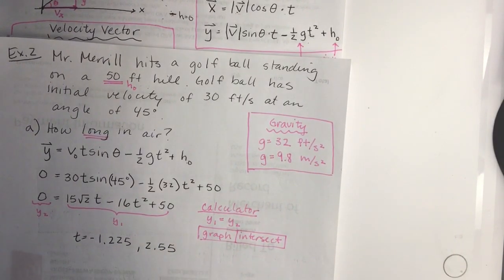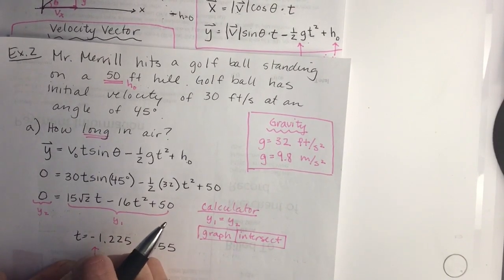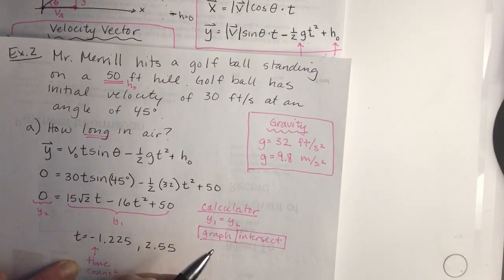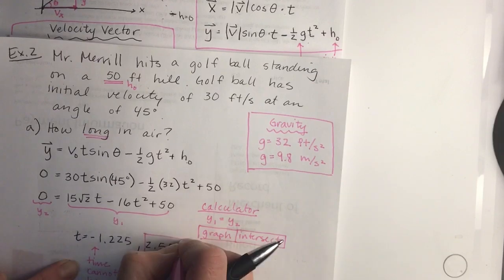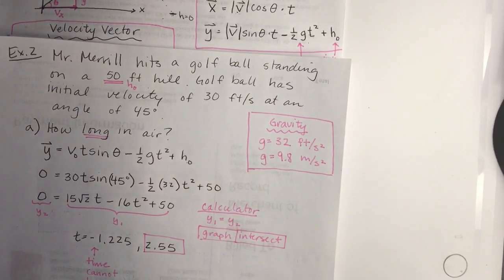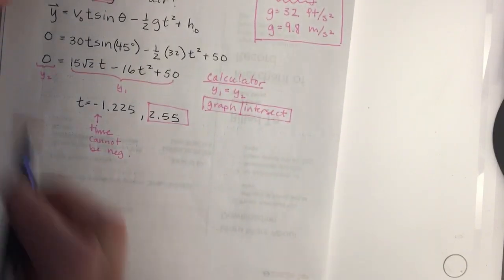And you remember, can t be negative? We wish, right? We wish we could erase those wrinkles and go back in time, but we cannot. So time cannot be negative. So 2.55 seconds is our answer for how long it's in the air. Okay, let's move on. Part B.